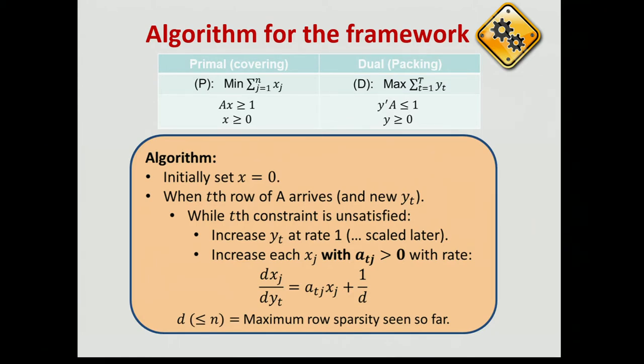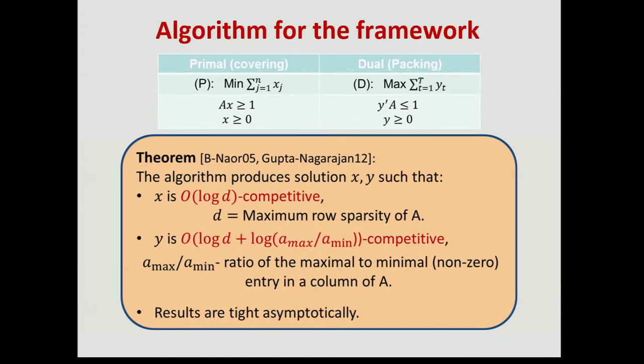So another way of describing the algorithm, which is a continuous form, is writing a differential equation which describes the connection between the primal and the dual variable. And since it's an exponential function, this is the form of this differential equation. And this is how the exponential function is obtained. So let's see what kind of results we can get.